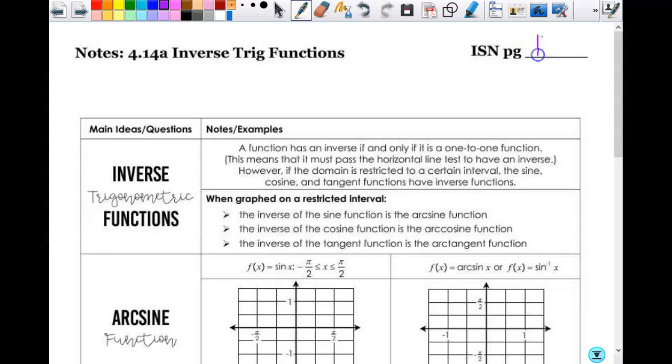All right, it's going on 106 when we are done. So we're going to look at inverse trig functions. We've talked about inverses for other functions. You have known about inverses for a while. I know you did them in Algebra 2. You did a little bit of them in Algebra 1.